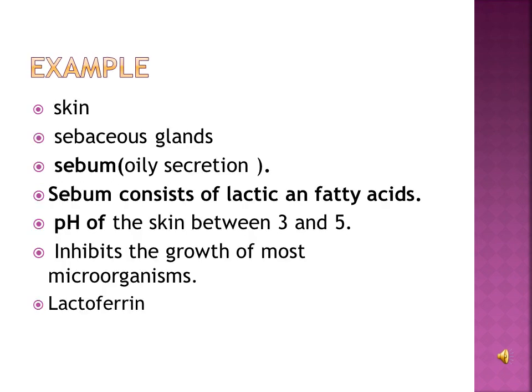For instance, we can take the example of skin. In skin, there is the presence of sebaceous glands, and from the sebaceous gland there is an oily secretion known as sebum. That sebum consists of a kind of fatty acid, that is lactic acid, and due to the presence of lactic acid, our skin always maintains a pH range between 3 and 5. This acidic environment inhibits the growth of most microorganisms and guards us from different sorts of microbial infections of skin.